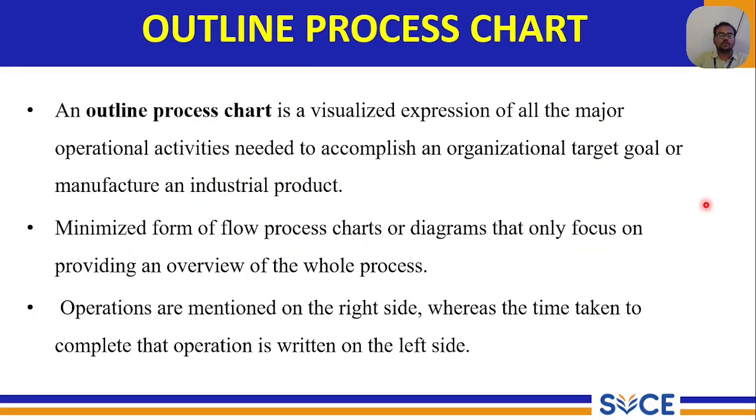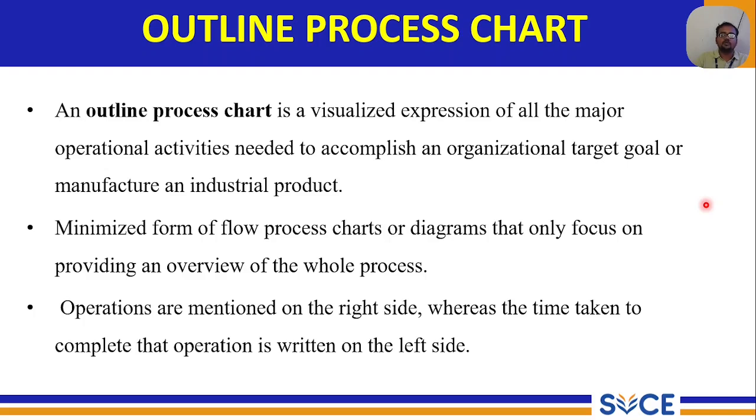What is an outline process chart? It is basically a visual representation of all the major operational activities which are carried out in an organization. The major objective of an outline process chart is that it helps you to minimize the various forms of flow process chart, and it focuses only on providing an overview of the whole process.